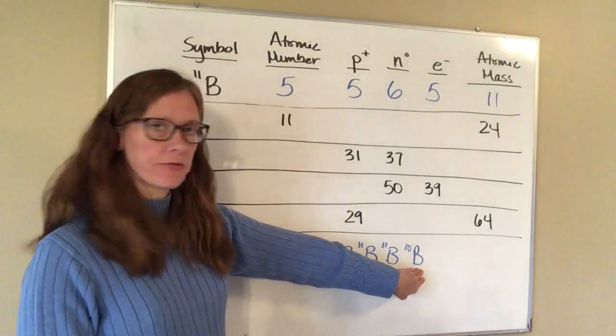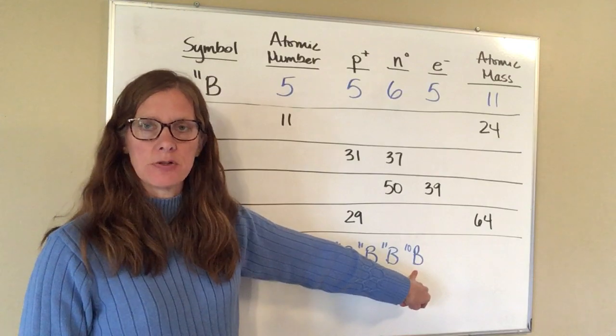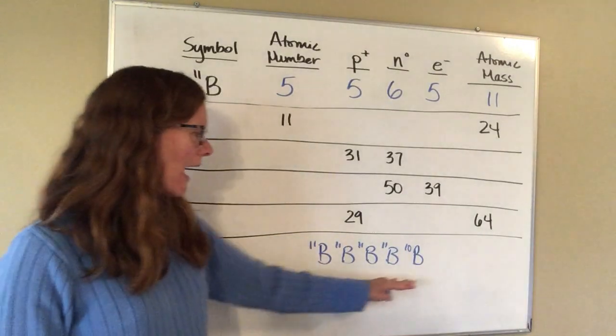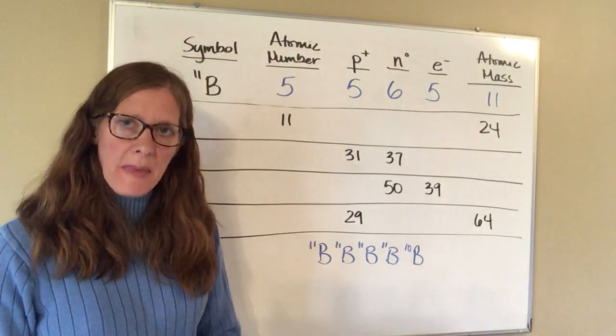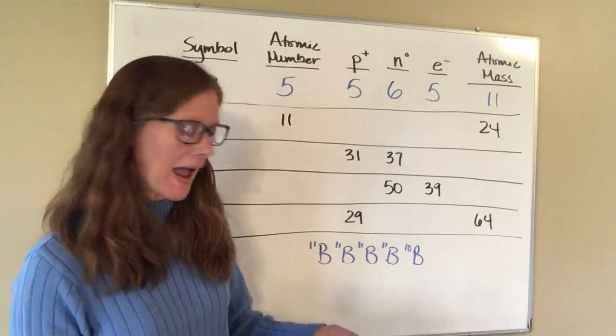So this will also have 5 protons, but this one will only have 5 neutrons in the nucleus, because the mass number is 1 less. So if I wanted to average together the mass of these, I would imagine all of you already know how to find an average.